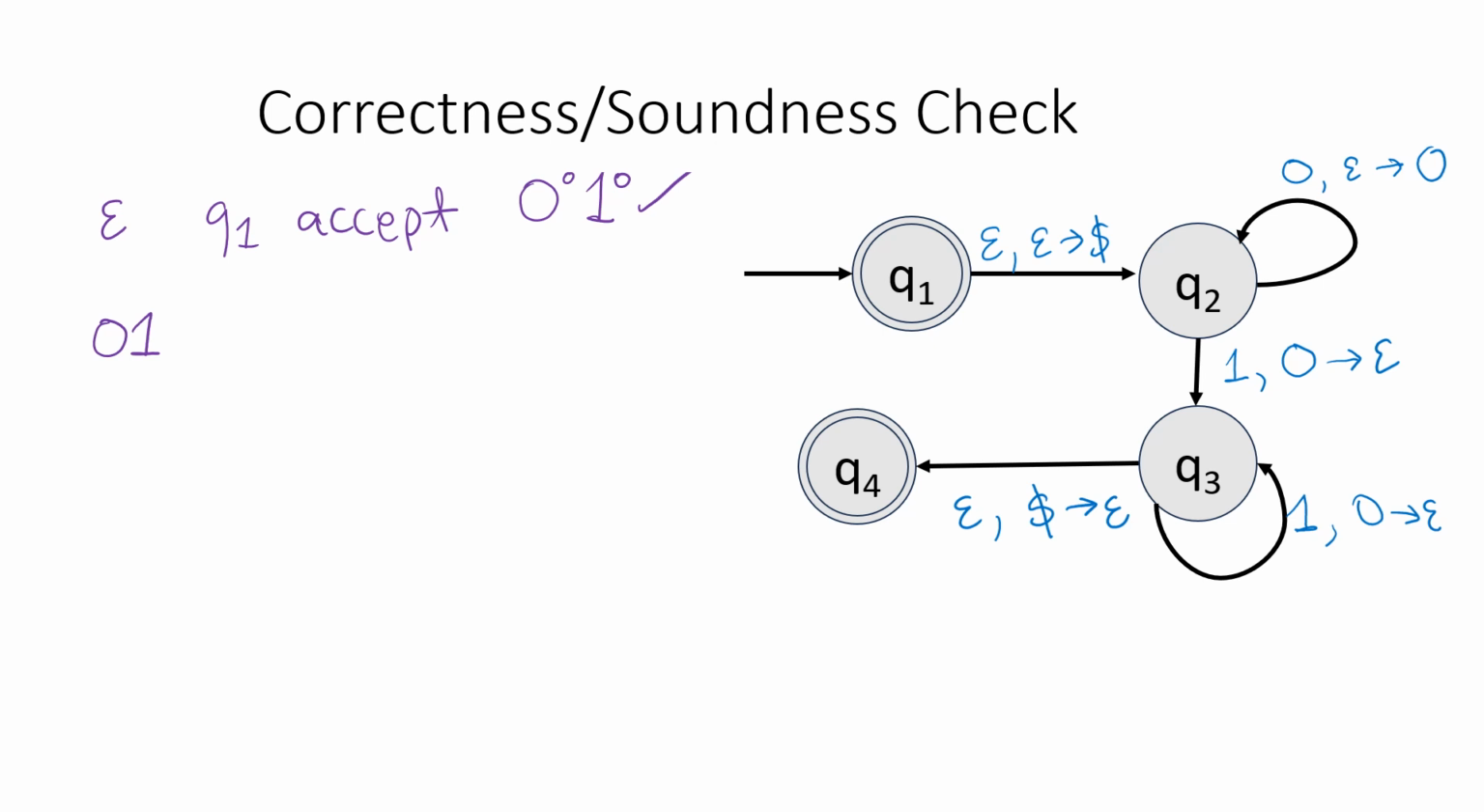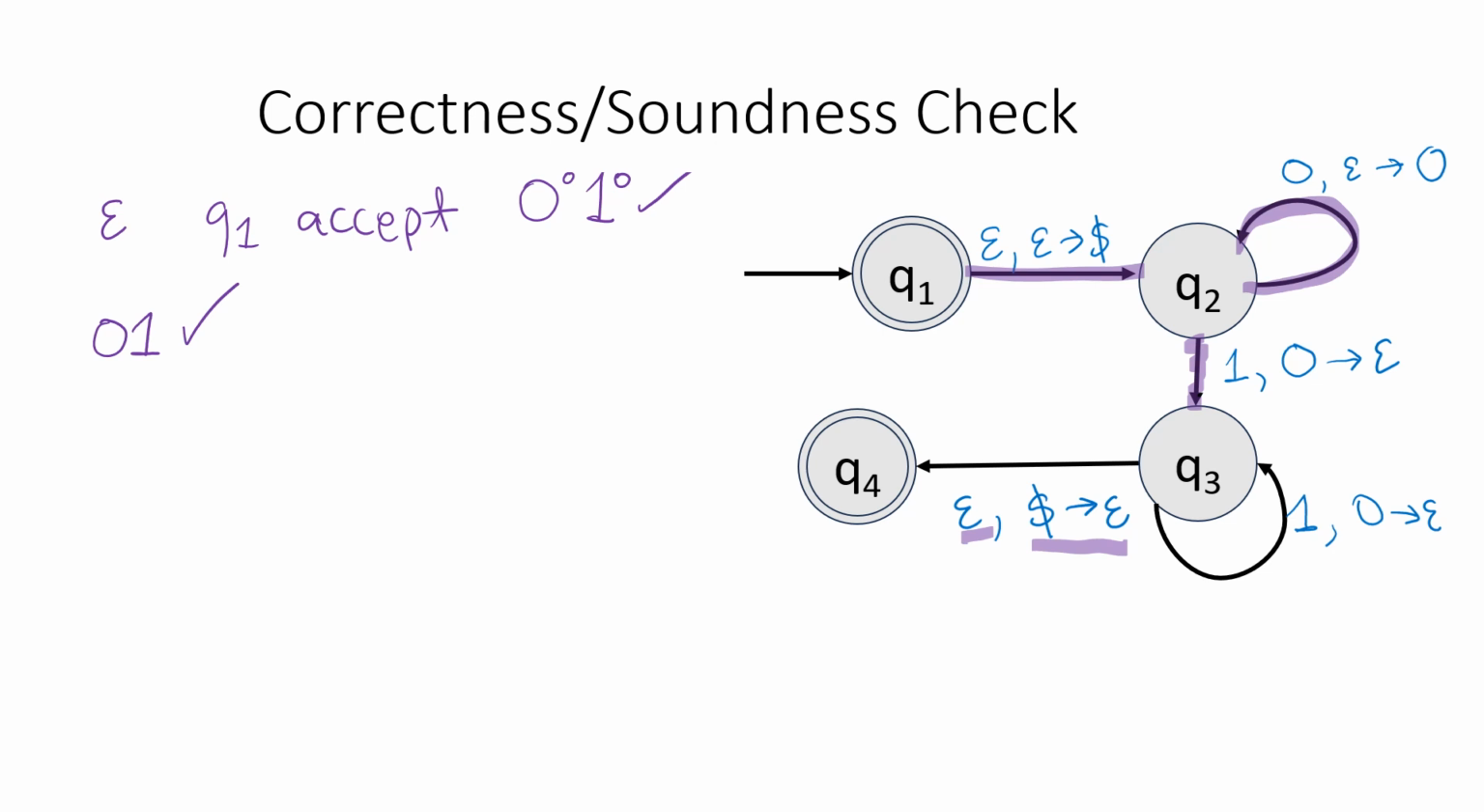And first I'm going to take this epsilon transition because it doesn't matter. And now I'm going to read this 0, and I'm going to push a 0 onto the stack. And now I'm going to read a 1, and I'm going to pop that 0 off the stack. At this point, there's nothing left on the stack, so I can take this epsilon transition, and I can check that this stack is empty, so we are again good. Awesome.